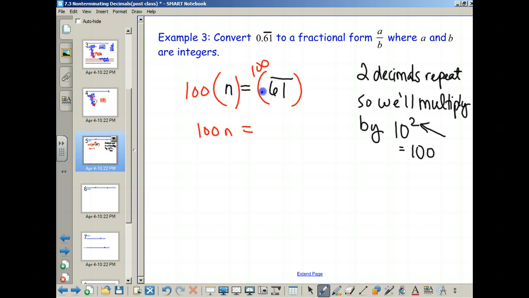What you have to remember is what 0.61 with the bar means. It means 0.6161..., right? So when I multiply by 100, I get one of the 61s to come into the front of the decimal, right? So I get 61, but I still have 61, 61, 61, 61 after that. Are you with me? So I still have 61 repeating.